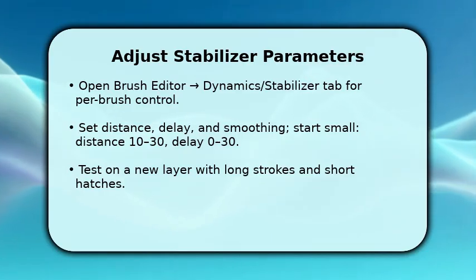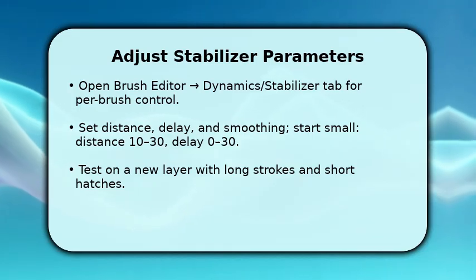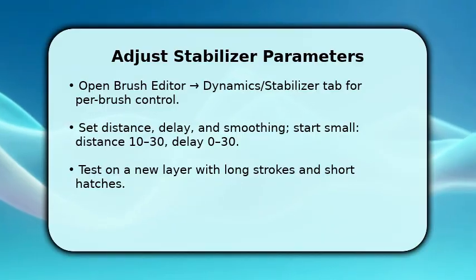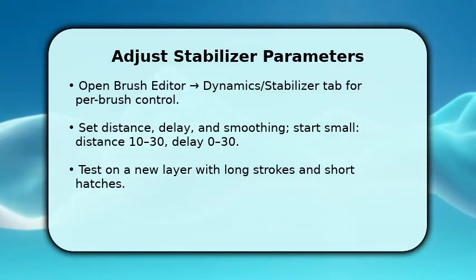Open the brush editor, find the stabilizer or smoothing section, and adjust distance, delay, and smoothing values while watching live strokes. Begin with modest settings, distance around 10 to 30 and delay under 30 to avoid a laggy feel, then increase gradually for very shaky hands.